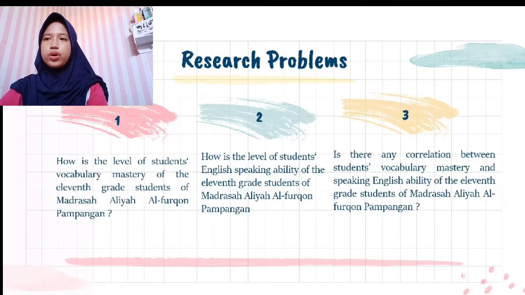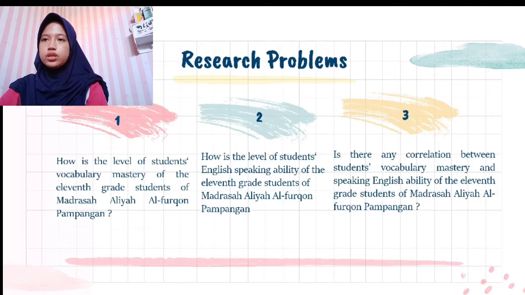And for the research problems in the study, the first is how are the levels of student vocabulary mastery of the 11th grade students of Madrasah Aliyah Al Furqan Pampangan. The second, how are the levels of students' English speaking ability of the 11th grade students of Madrasah Aliyah Al Furqan Pampangan. And the third, is there any correlation between student vocabulary mastery and their English speaking ability of the 11th grade students of Madrasah Aliyah Al Furqan Pampangan?